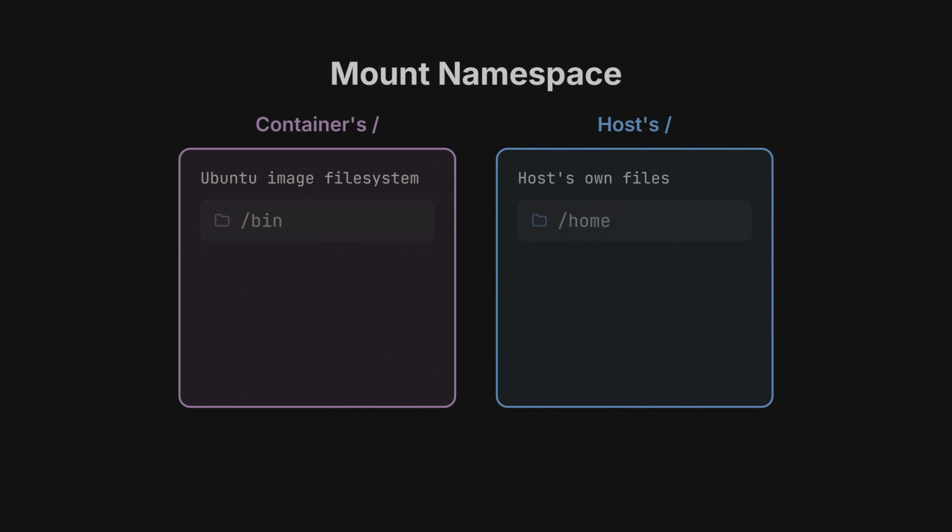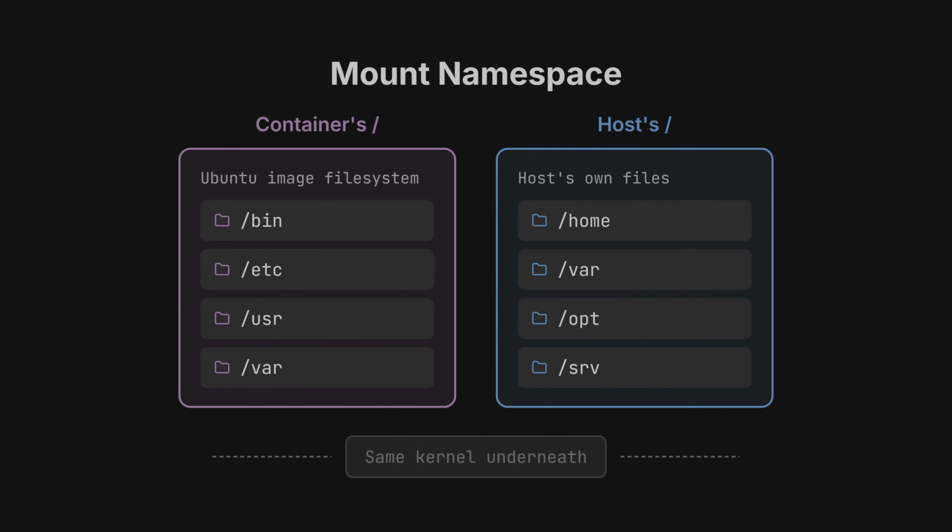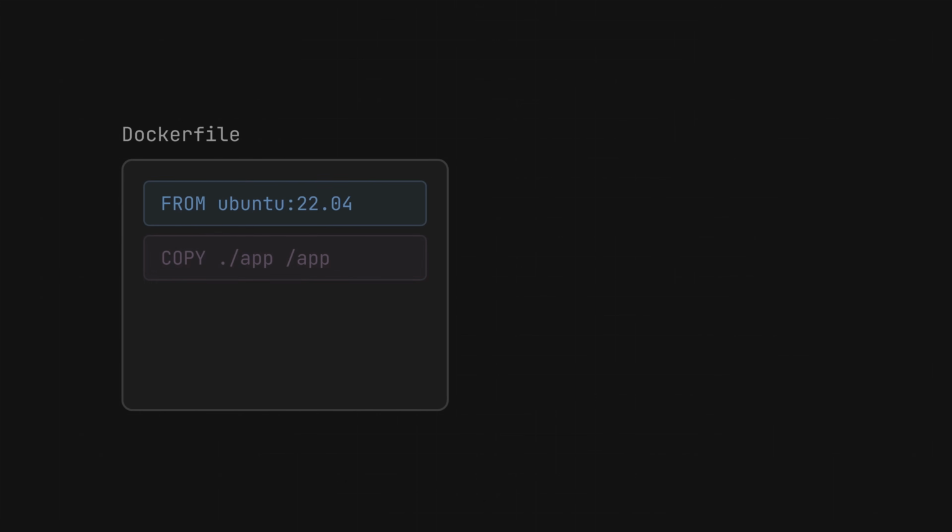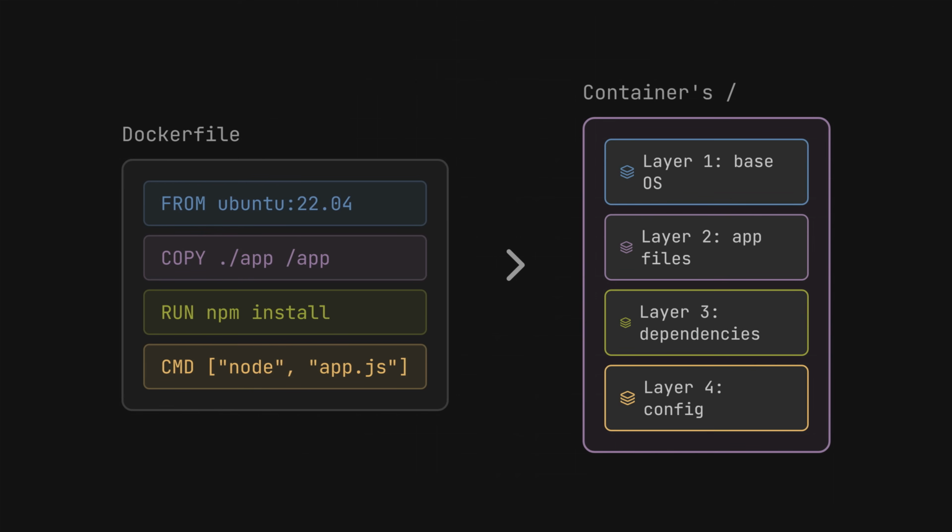Mount namespaces are why a container sees a completely different file system than the host. When you Docker run Ubuntu, the process doesn't see your host's root directory. It sees the Ubuntu image's file system mounted as root. Same kernel underneath, different view of what's mounted where. This is what connects container images to what's actually happening. The image layers become the mount namespace's file system.